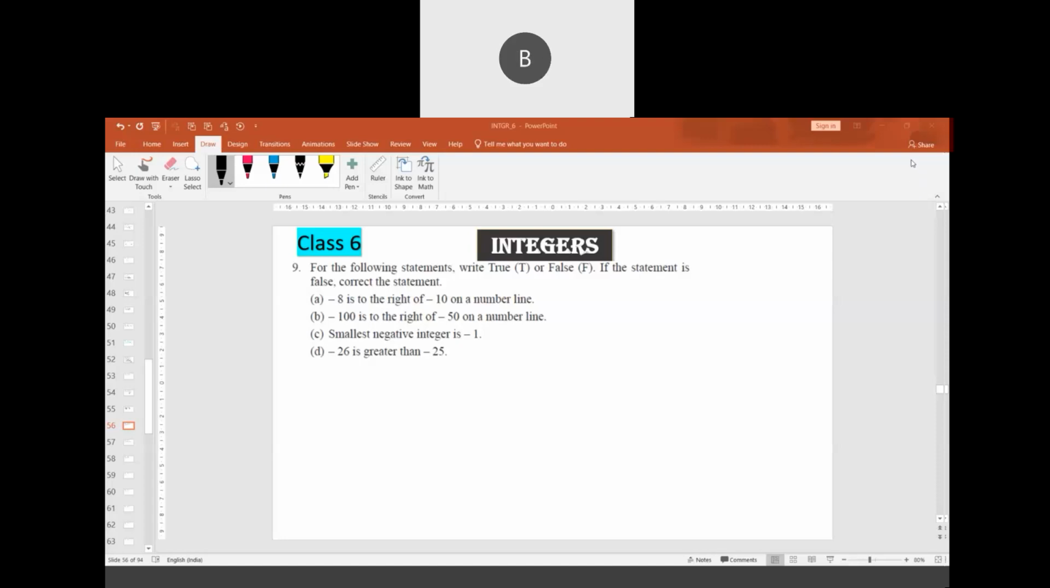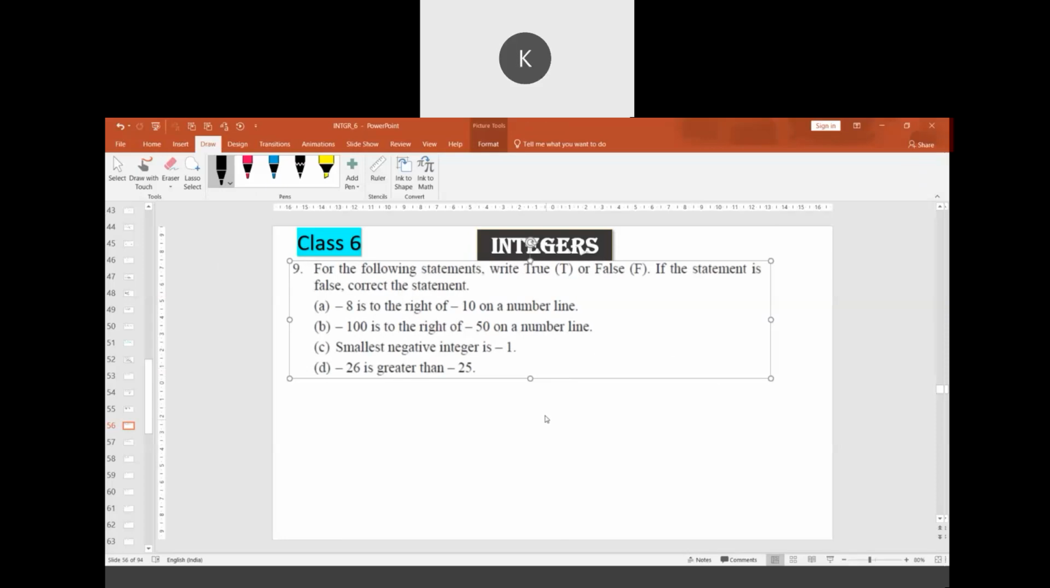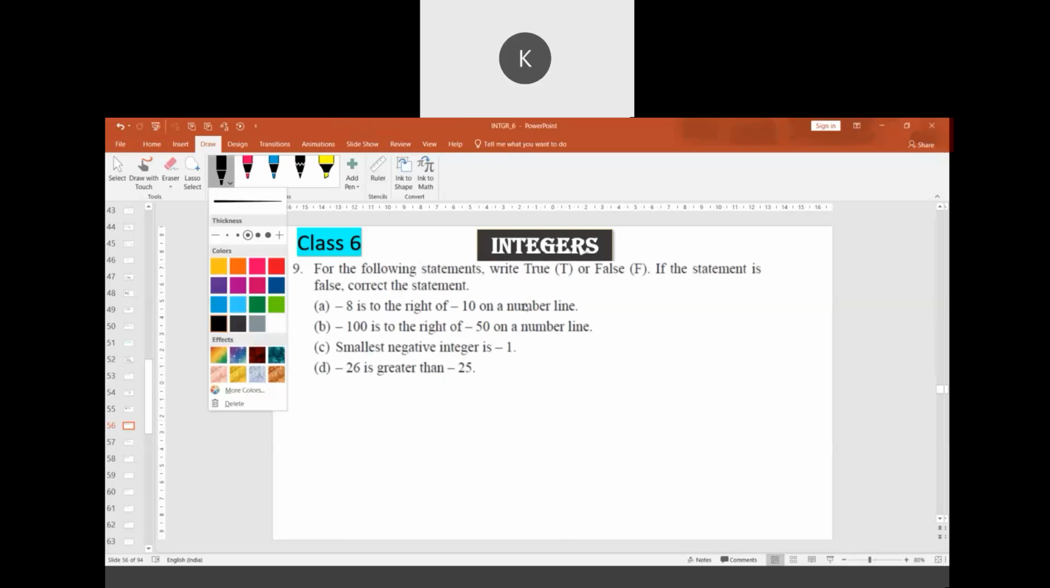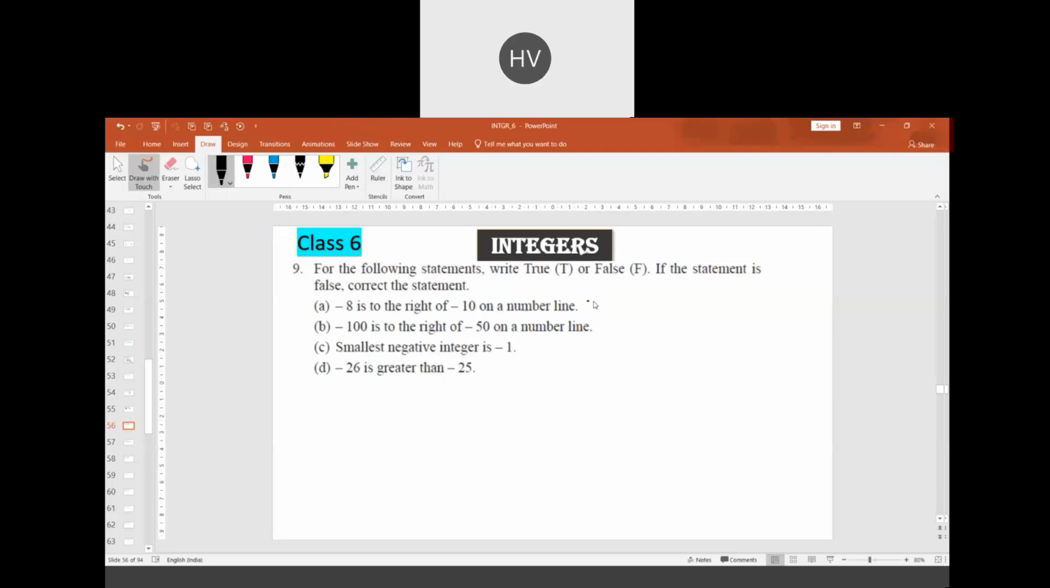Our friend Nitin first says it is true and the others are false. Nitin says the first one is false. Is it, Nitin? The first one is true, the remaining are false. Minus 100 is to the right, the second one is false. Third one true, sir.